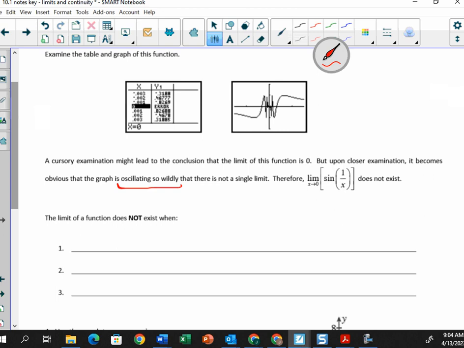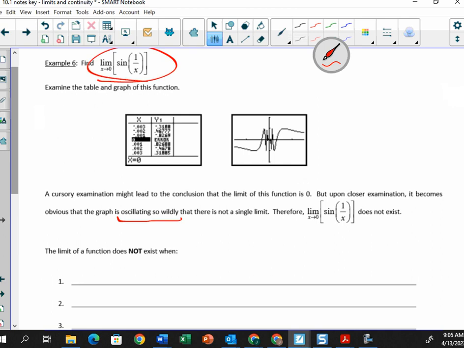Because of the way it bounces around, there's not. I know you're like, but it would go through this point, right? Shouldn't the limit exist? It's so aggressive with its bouncing back and forth that it's not approaching anything. I was going to say, what's the equation for that? That's this equation.